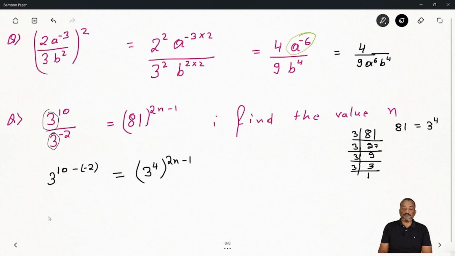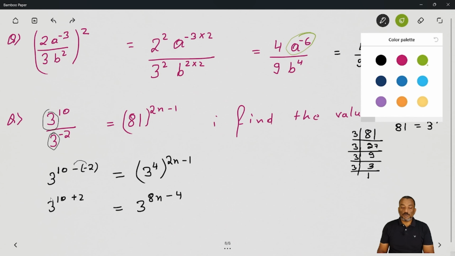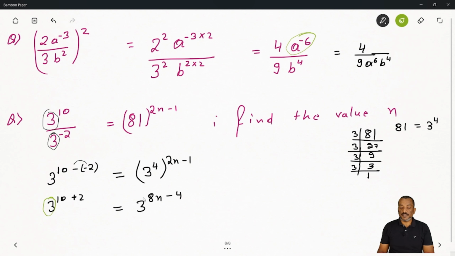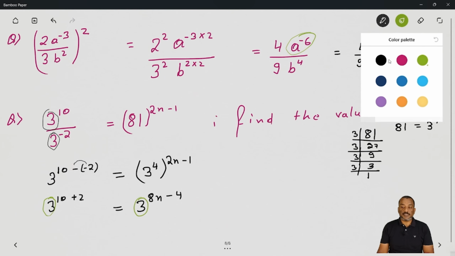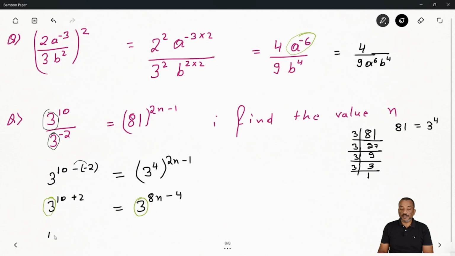So you will get left side based on this minus and this minus become plus. So you can say 3 raised to power 10 plus 2. And here you can say this 4 is multiplying. So you will get 3 to the power 8n minus 4. Now you can see both these sides, your bases are same. So if their bases are same, you can say their exponents are equal. So you can say 12, 10 plus 2, 12 is equal to 8n minus 4.